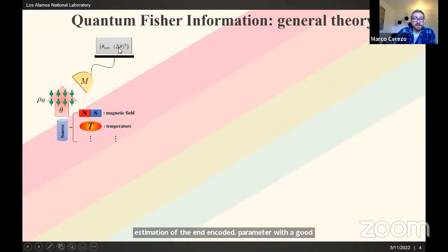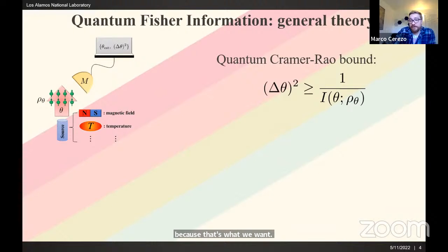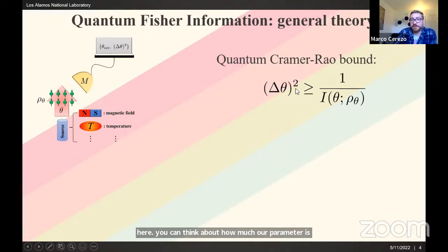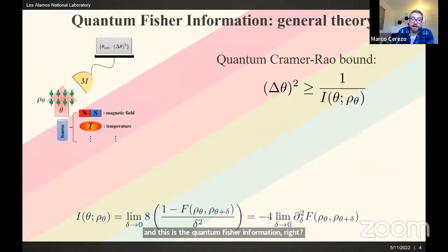We want to have it such that small changes in the parameters can be detected with our quantum state rho, because that's what we want, right? We want high sensitivity. And what we know is that the sensitivity of a quantum state to be used as a quantum sensor is ultimately bounded by what is called the quantum Cramér-Rao bound right here. Here you can think about how much our parameter is going to change, how sensitive is my state to changes in the parameter, and this is lower bounded by this quantity right here, and this is the quantum Fisher information, right? And this is an information theoretical limit for how good a quantum system can be as a sensor.